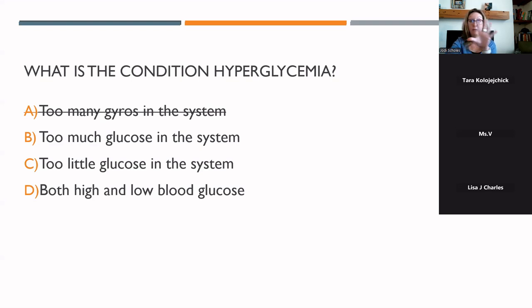Best answer, boom. Ooh, got rid of one wrong answer, forgot about that step. It's not too many gyros. Boom. Letter B, too much glucose in the system, right? Hyperglycemia. Too much glucose in the system. Too much sugar in the blood. All right.